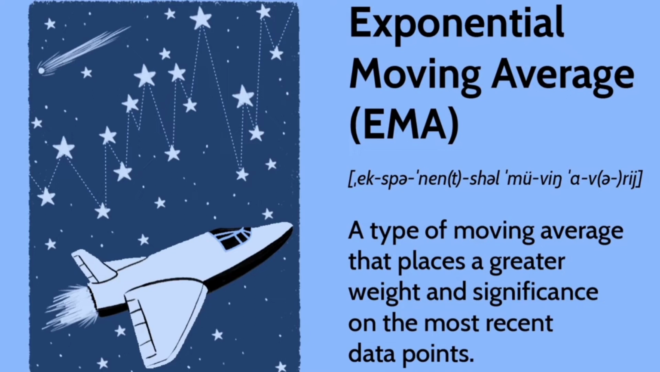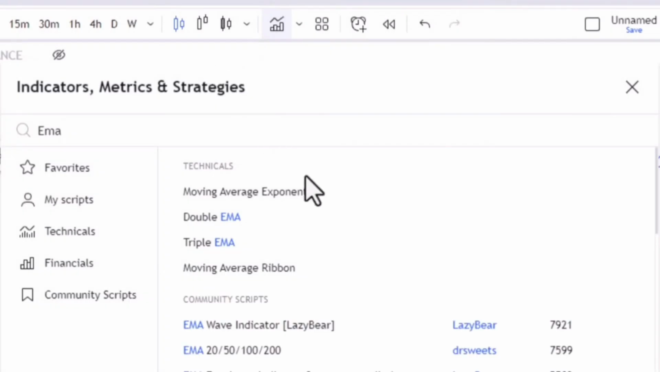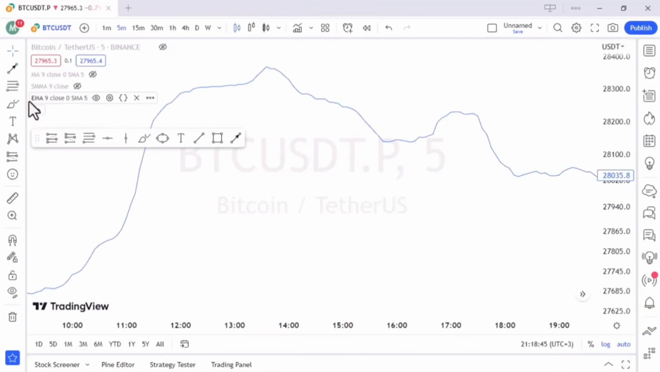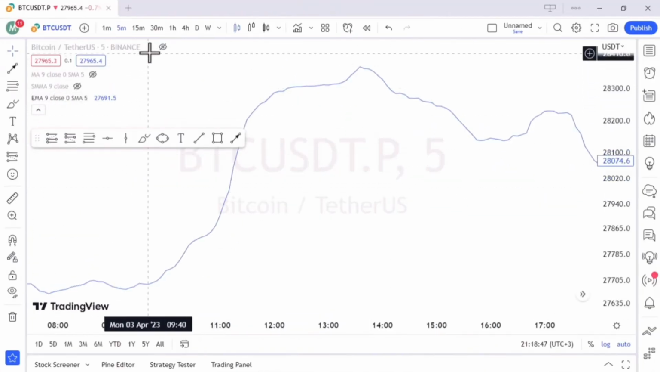This means that the EMA reacts faster to price changes than the SMA. The formula for calculating EMA is more complex than SMA, but it is widely available in trading platforms. Now let's go to the chart and find some examples. The thing which I really like are EMAs, or exponential moving averages. This is the EMA.